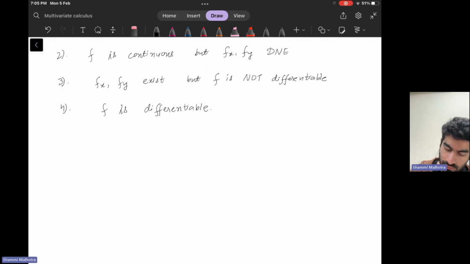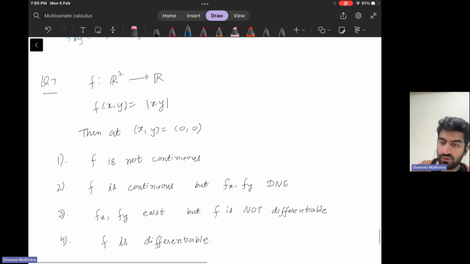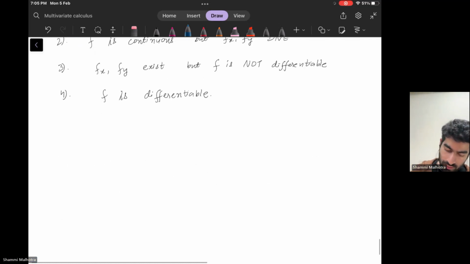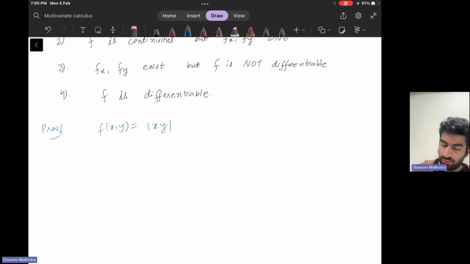Okay, so first of all, we have to check the continuity at 0, 0. So our function is given as mod xy, and I have to check continuity at 0, 0, right? So that means for continuity at 0, 0, I have my modulus, the square root of x square plus y square, less than delta, and I have to choose delta so that for any given epsilon I have my functional value less than epsilon.